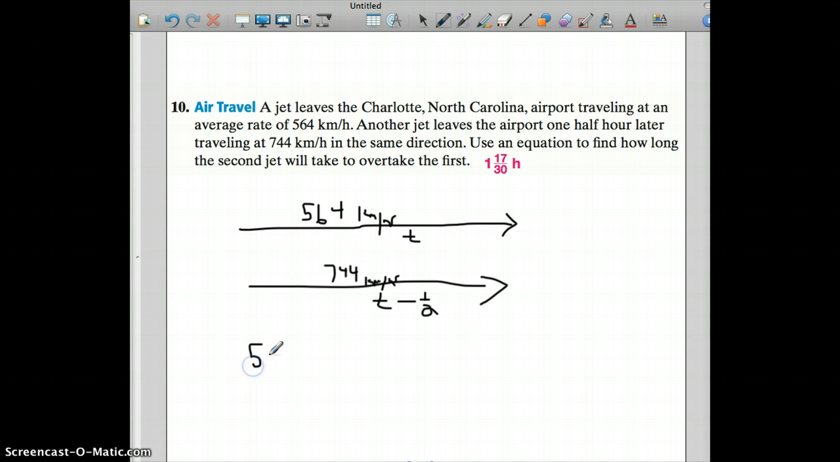So our equation is 564t equals 744 times the quantity t minus 1/2. Please don't forget to distribute that 744 to the 1/2, and you'll get something like 372. Okay, I'll leave the rest of this problem for you to finish. If you have issues finishing it, you can see me in class.